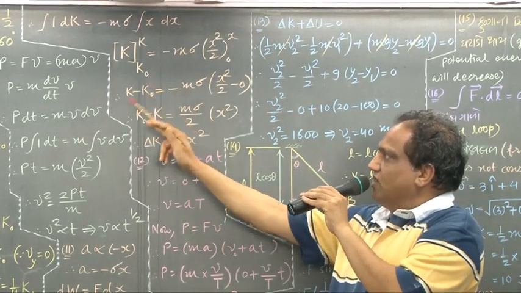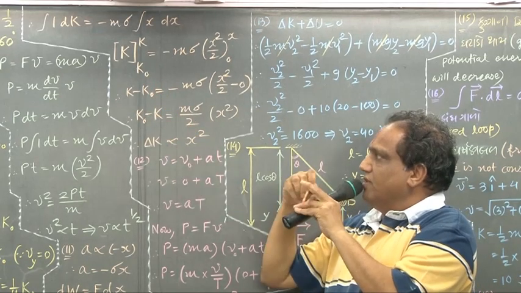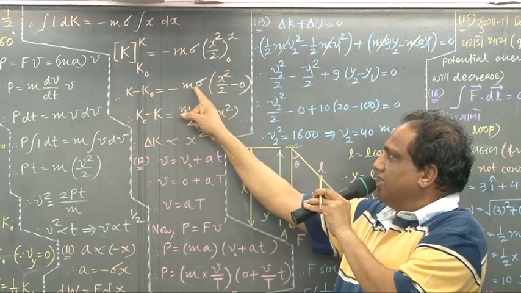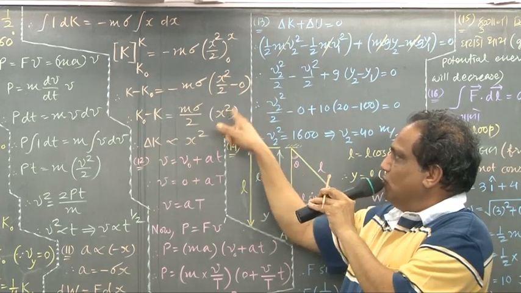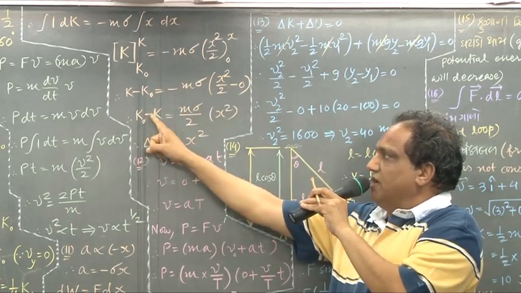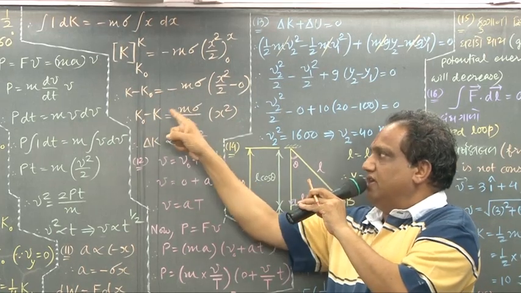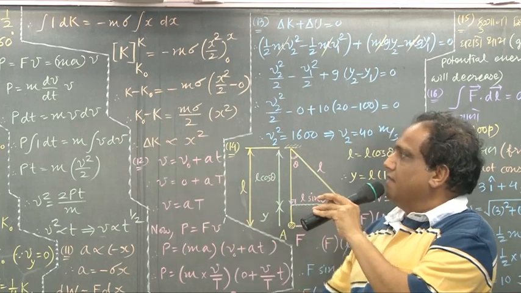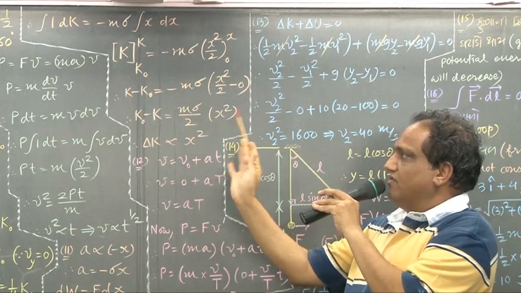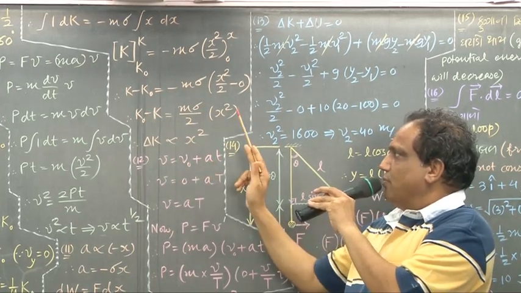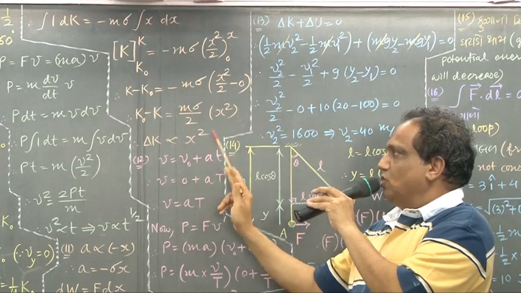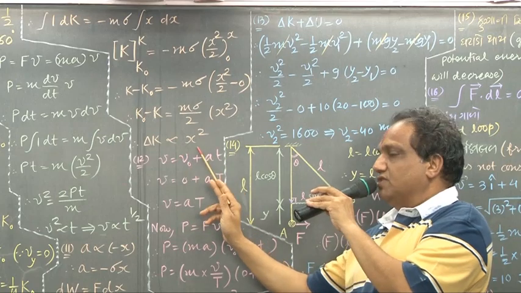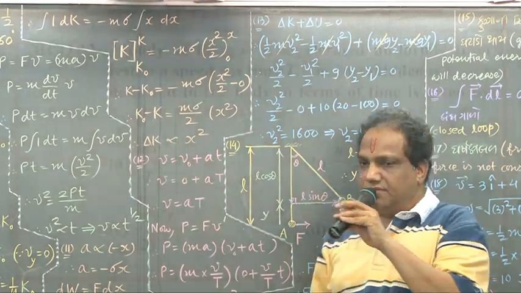Now minus K, if you transfer here, then order will be reversed. Now it is K0 minus K, and that is m sigma upon 2 into x square. Initial minus final will give you decrease in kinetic energy. Let it be shown by symbol delta K. Because this part is constant, if you remove it, then delta K is proportional to x square. Decrease in kinetic energy is directly proportional to square of displacement. Next.